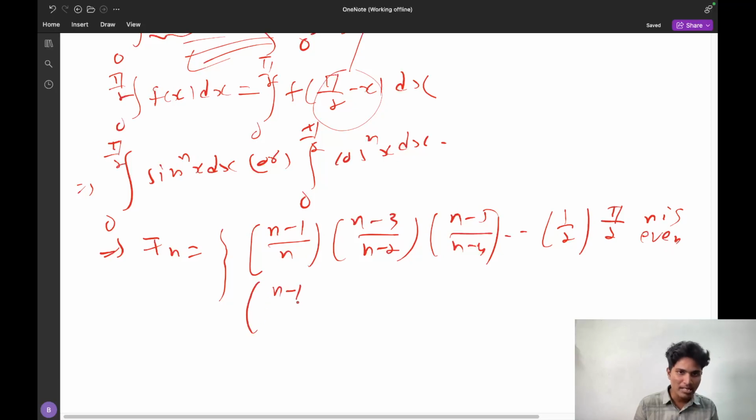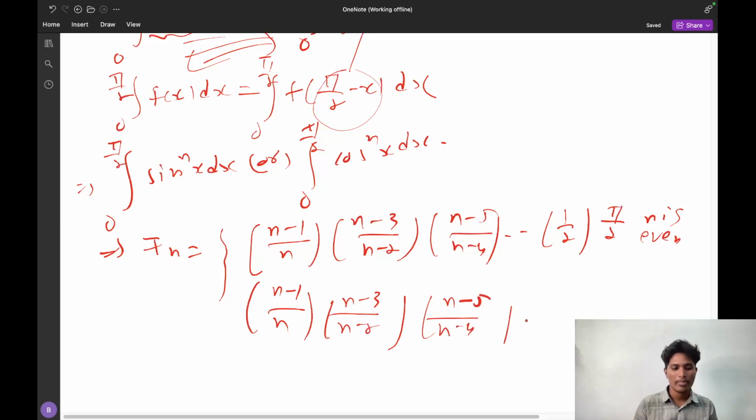Or another answer: n minus 1 divided by n, into n minus 3 divided by n minus 2, and n minus 5 divided by n minus 4, and so on up to 2 by 3, and into 1 if we have to multiply. Pi by 2 is multiplied when n is even.